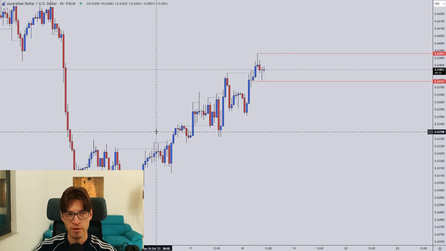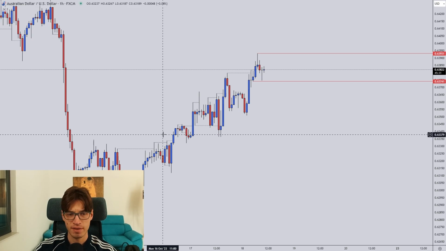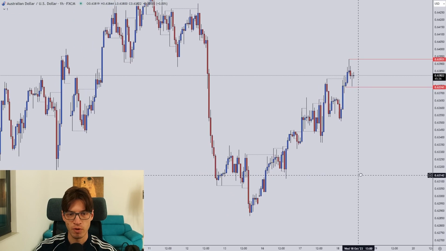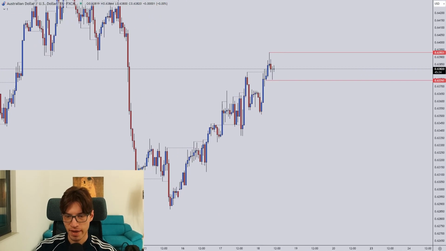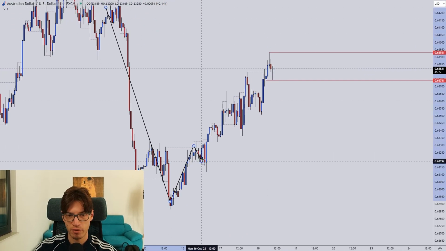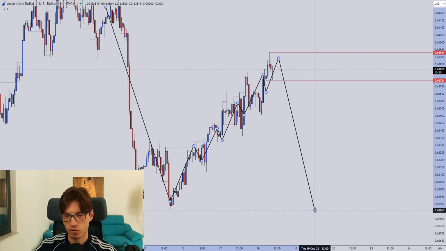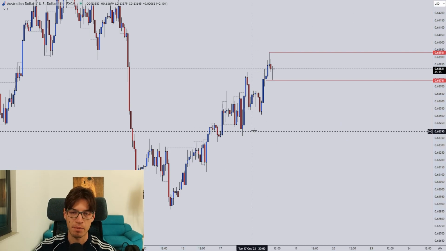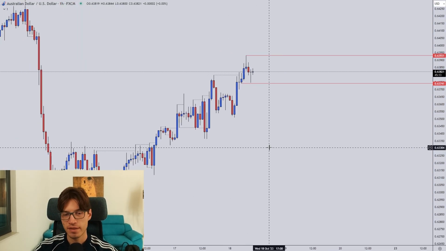So this pair is on my radar. It is on my watch list. Let's see if it does reverse. What the Aussie US dollar can do is have these pushes down, ascending, drop, ascending, and drop. I have seen that happening on this particular pair. Let's see if that happens.